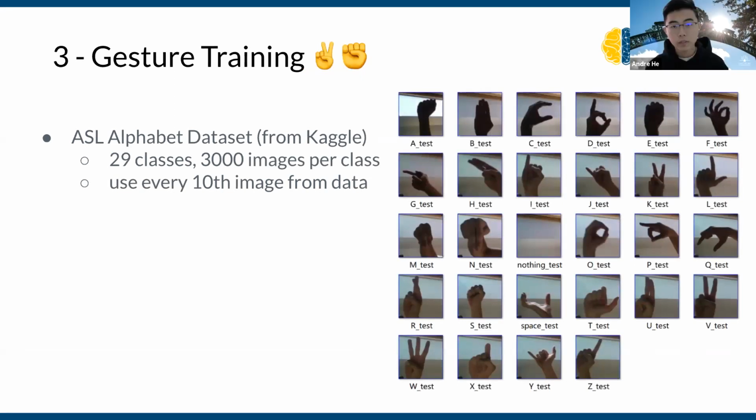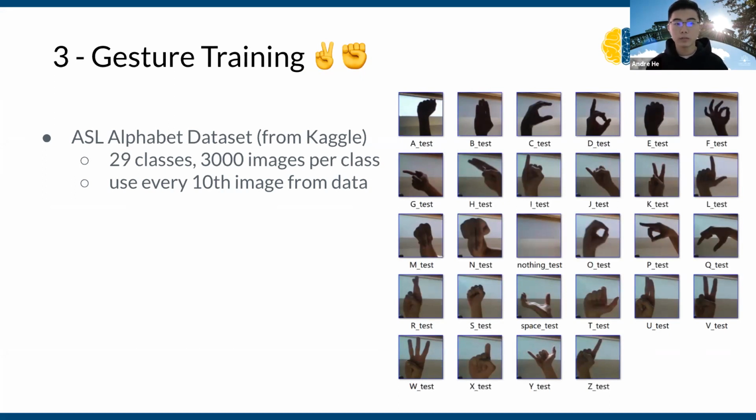Thanks, Ashwat. So for the second part of this project, we want to build a gesture classifier, and our plan was to use a CNN and train on some sort of hand gesture data set. What we found for this is this American Sign Language alphabet data set from Kaggle. It has 29 classes with 3,000 images per class. Now that sounds like a lot of images, but it's actually not in practice because these are frames to a video, meaning adjacent images are almost identical. So to avoid wasting training time on those, we only use every 10th image from the data set.